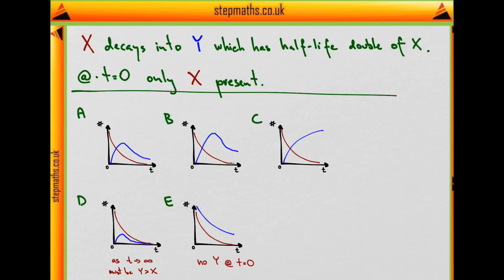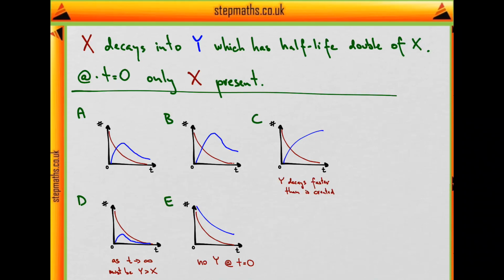The problem with D is a bit more subtle. We see that because the half-life of Y is double that of X, that means that Y is more stable than X. As time tends to infinity, there should be more of element Y than element X, just because X decays much faster than Y. And that isn't the case in D, and D must be wrong.